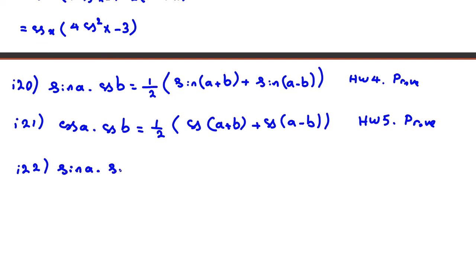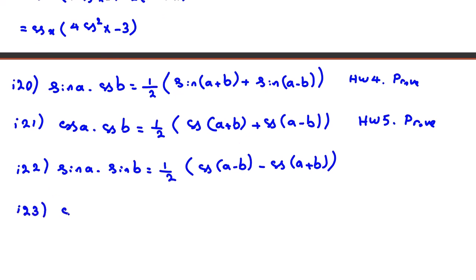Sine A sine B: for this one, we say 1/2 cosine(A minus B) minus cosine(A plus B). Okay? So it is the way that we change product to addition or subtraction. Okay, idea 23. If we want to change addition to product, for example, cosine A plus cosine B, you can use again idea 21 to prove this.